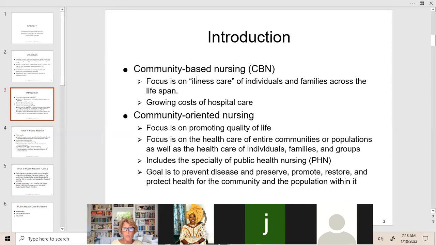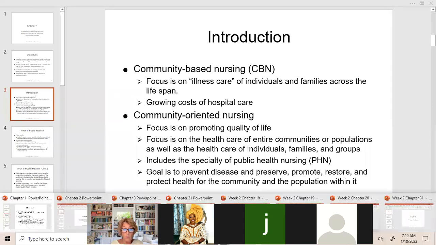The focus of community-based nursing, and I think of community-based nursing as you're already in the community. You're community-based. You're already taking care of the ill in the community. It focuses on illness care of individuals across the lifespan. So oriented, you're trying to orient yourself to the community, looking at the big picture: prevention, preservation, restoration. Where community-based, you're taking care of the ill.